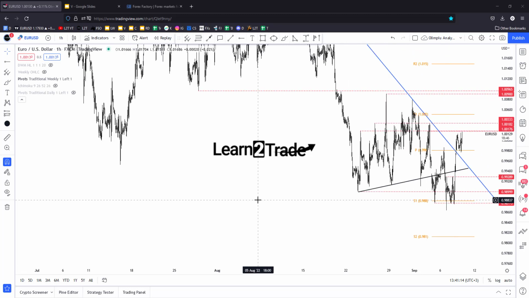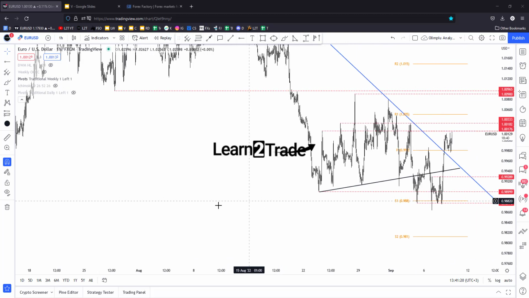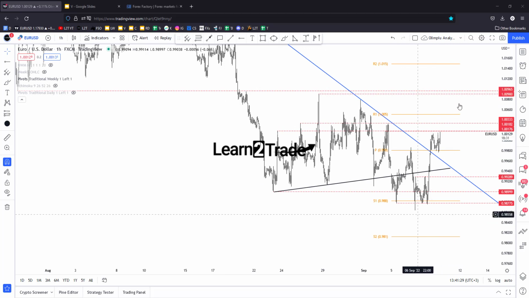Don't forget that despite a larger rebound, the bias remains bearish here on euro versus the US dollar. And of course I will look for new shorts after this rebound and rally are over.